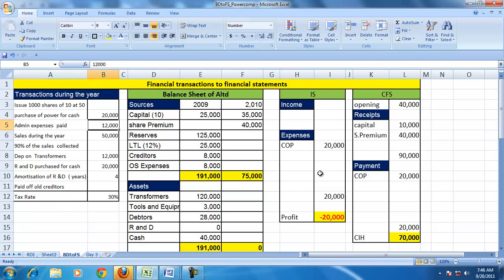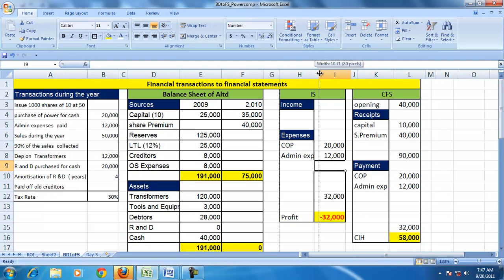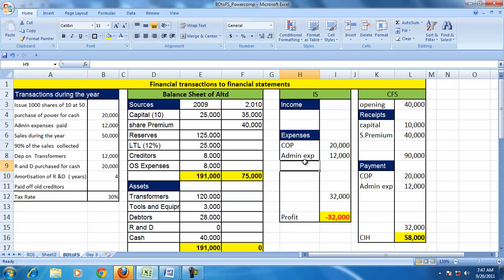Admin expenses paid, so therefore admin expenses is 12,000, and admin expenses is an expense in the income statement, and admin expense 12,000 will appear in the cash flow as well as income statement. If you would not have paid that money, an outstanding expense would have been there on the balance sheet.